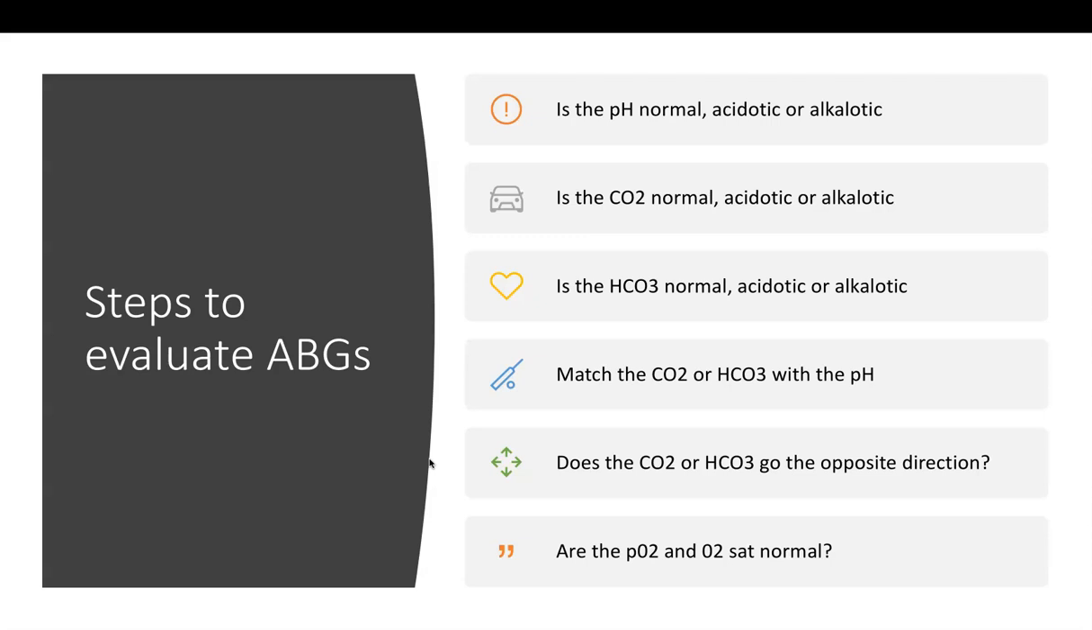That's what I mean by matching, and I'm going to teach you a method that'll help you with that as well. Then you're going to look at your CO2 and your bicarb. Does one of them go in the opposite direction? If so, we know that our body is starting to compensate, and we'll go through that as well. And then the next step normally is to look at your PaO2 and your O2 sat, and are they normal? Again, for this course, you don't need to know that. But that's what you would do if you were evaluating these in a patient, for instance, that was on a ventilator and we were considering changing settings, etc.